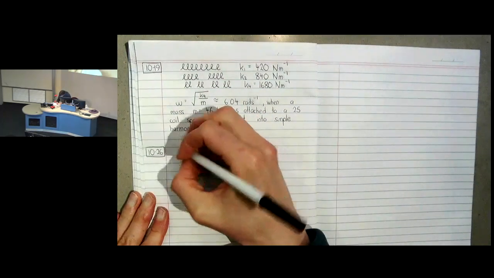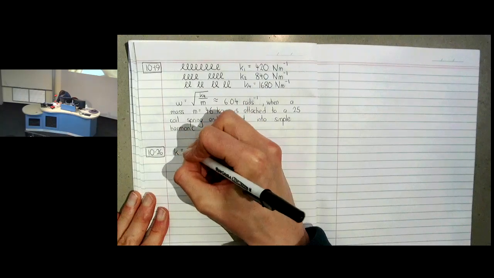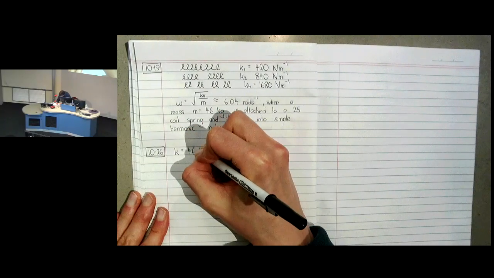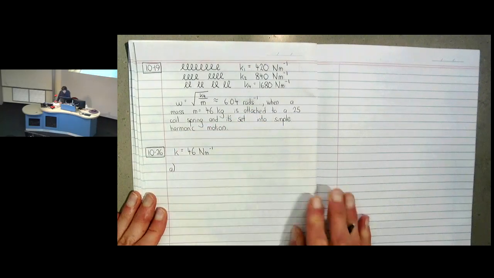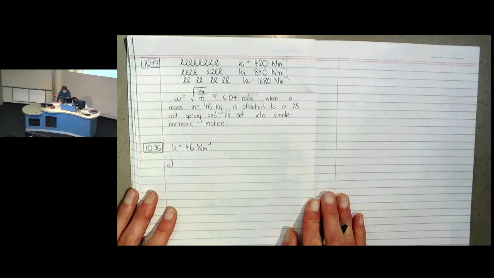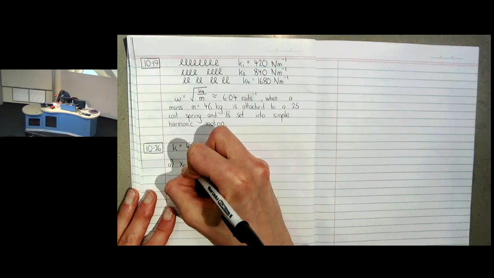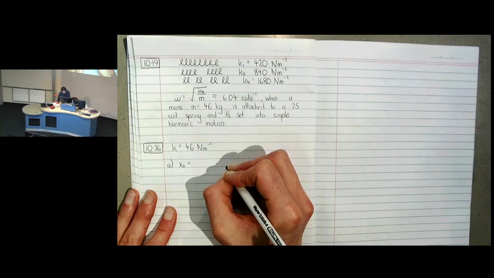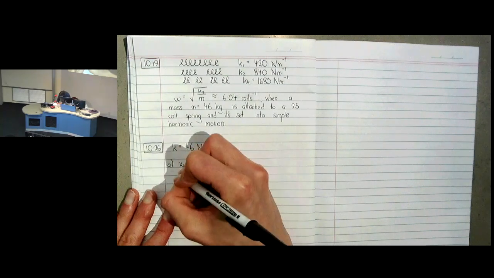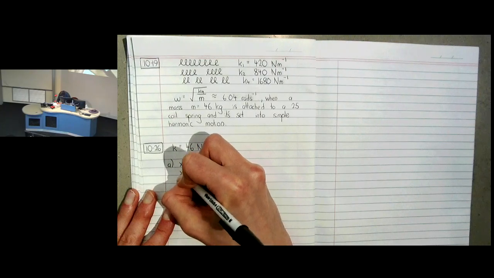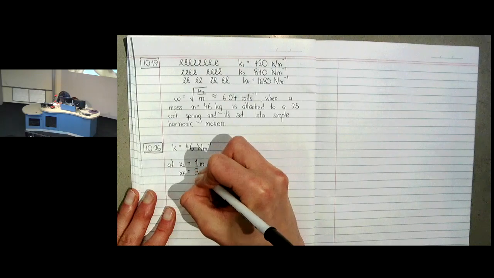So first of all, this spring has a spring constant of 46 newtons per metre. And then in part A, the block moves from an initial position X0, which in the case of part A is just 1 metre, to a final position XF, which is 3 metres.